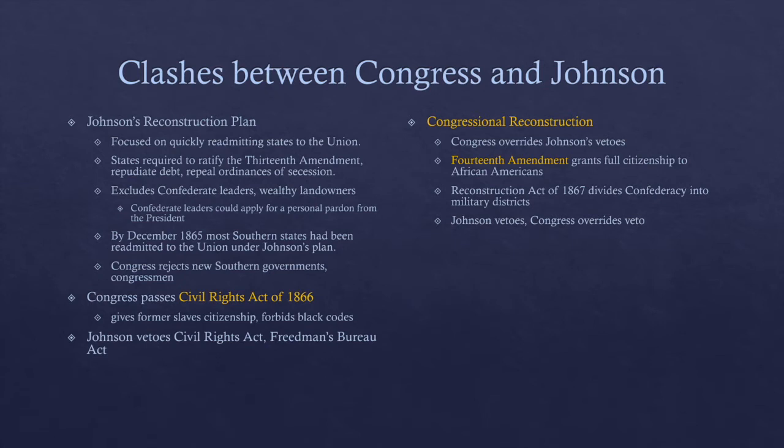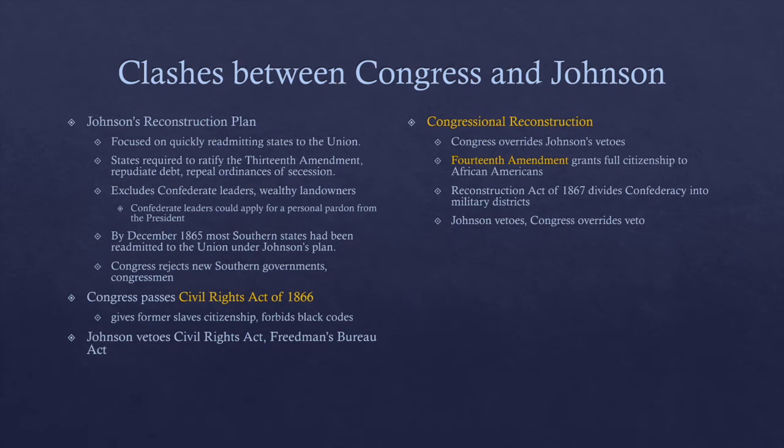The people he excluded from such charity were Confederate leaders and wealthy landowners, the planter aristocracy that he had resented so much. If they wanted to get their rights back and be allowed to participate politically, they had to apply for a personal pardon from the president, pardons that he more often than not was willing to give out. By December of 1865, according to President Johnson, most of the southern states had met all the requirements and were welcomed back into the Union.